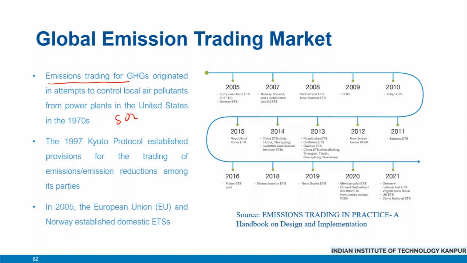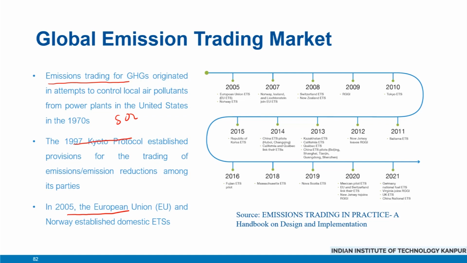Particularly, the 1997 Kyoto Protocol established provisions for the trading of emission reductions among its member nations. And in 2005, the European Union and Norway established domestic emission trading systems, and Japan instituted a voluntary trading program to help implement its Kyoto commitments. Greenhouse gas trading since then has spread a lot, and jurisdictions have used a variety of different designs and approaches.